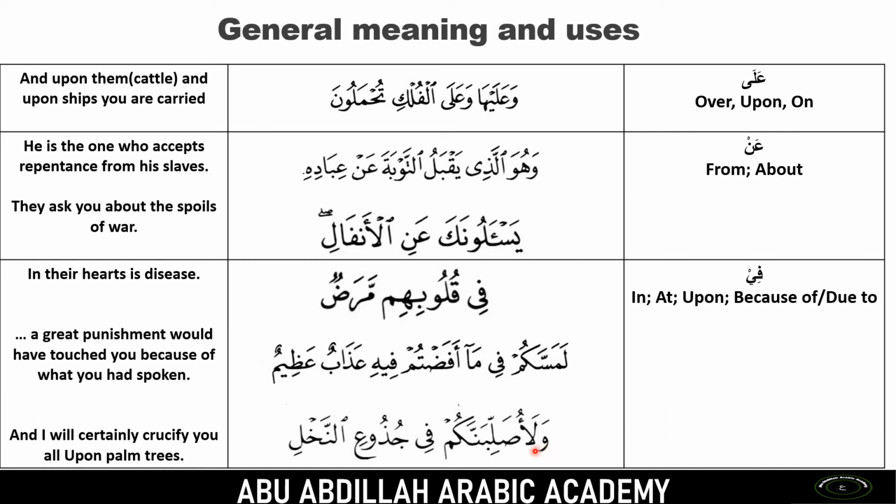Next we have wala usallibannakum fi juz'in nakhli. So an-nakhl means the date palm trees, so juz'in nakhli means the date palm trees. And sallaba yusallibu means to crucify. So here the verse says wala usallibannakum, that we will crucify you, fi juz'in nakhli, that is upon the date palm trees. So here fi gives the meaning of upon or on.